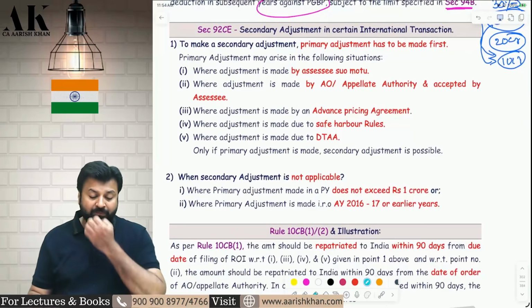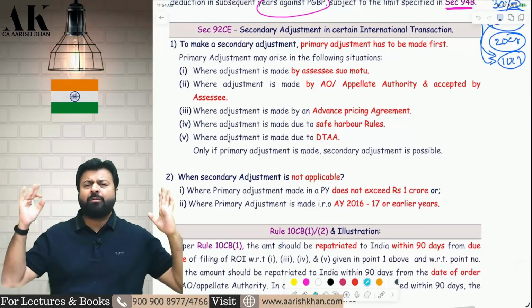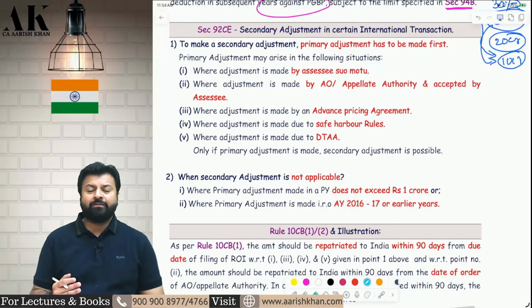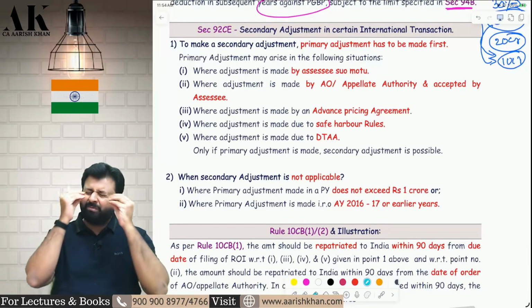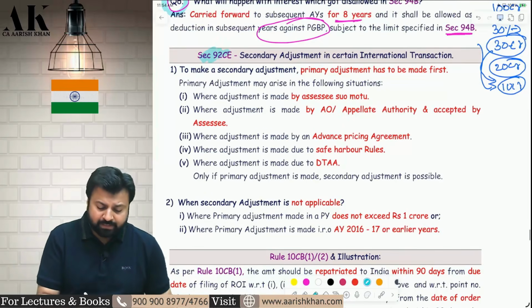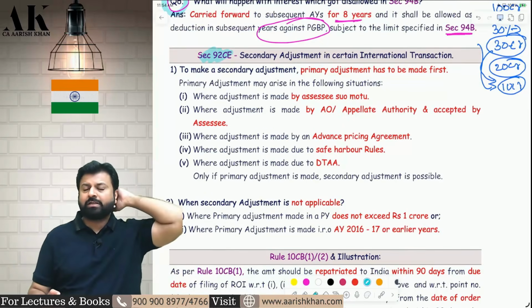Now let's go ahead to the next one, which is again a very, very important provision for CA final students. This one and the previous one, 94B or 92C, one of them in most of the cases is always asked in examination. That is secondary adjustment. Sir, what is secondary adjustment? For that, you need to understand what is primary adjustment.